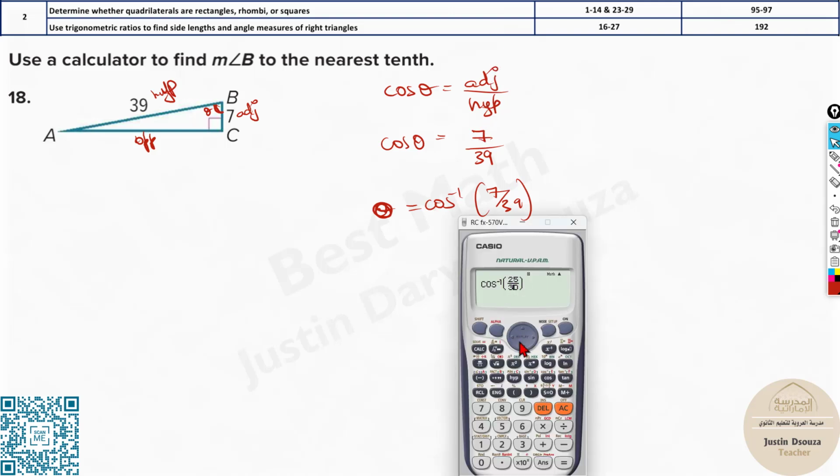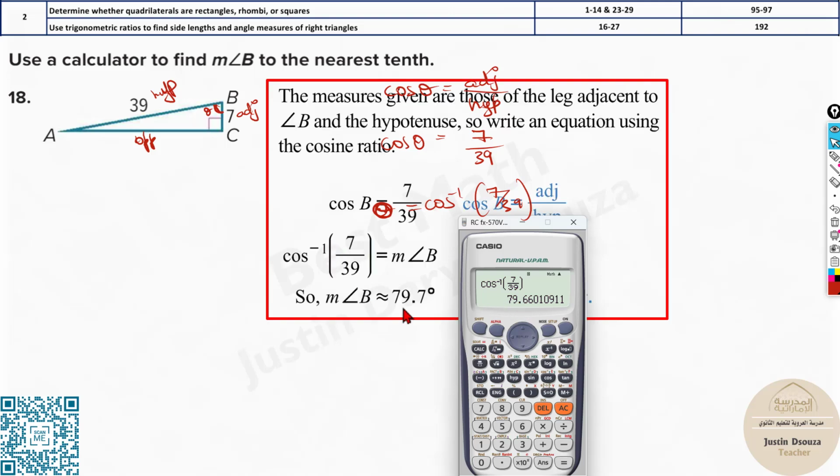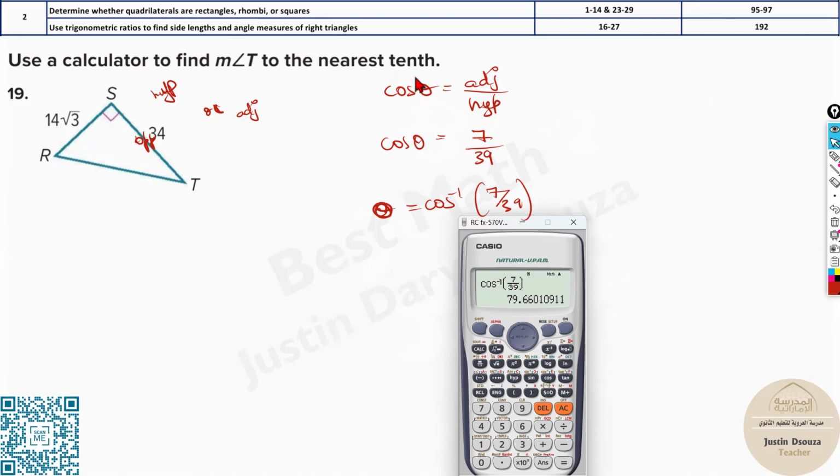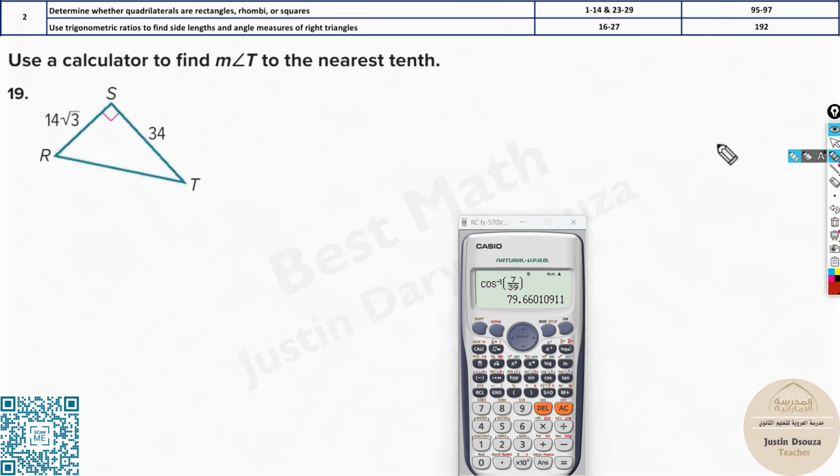Here it's already cosine. I'll just change this to 39 and over here to 7. And the answer would be, after rounding off to the tenth, 79.7. So you can see here 79.7. So this is important. Look into the question, how much you have to round off, and then write the final answer. Let's do this one over here.